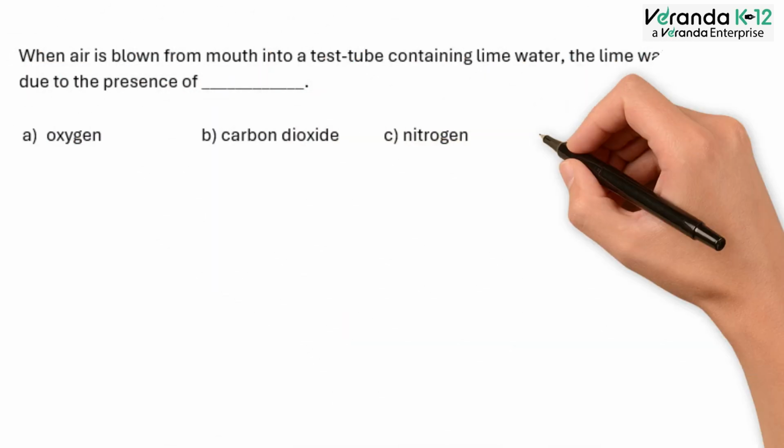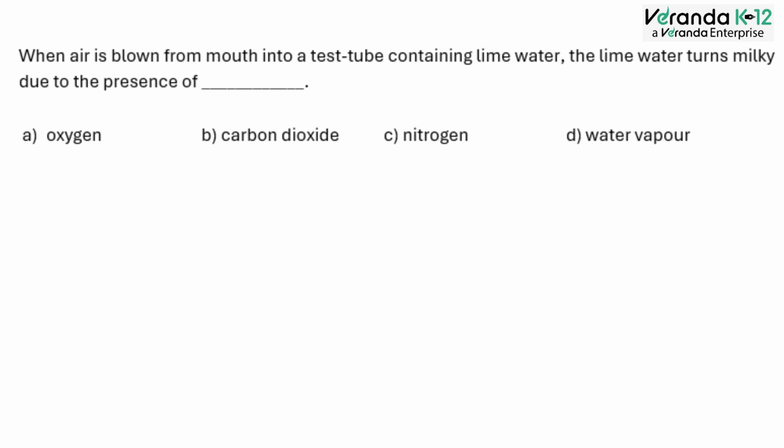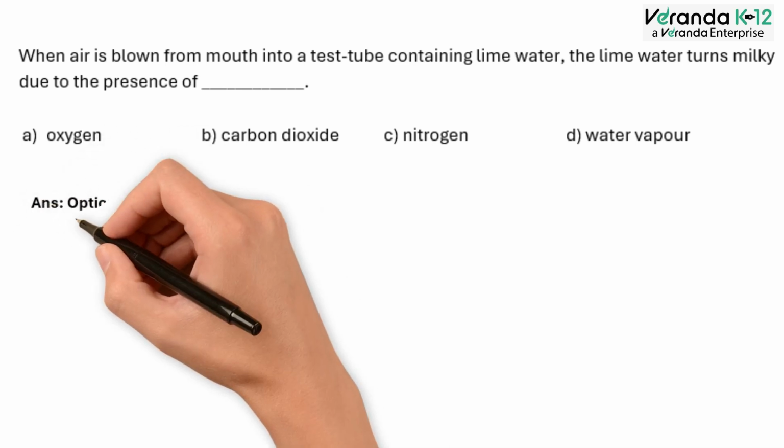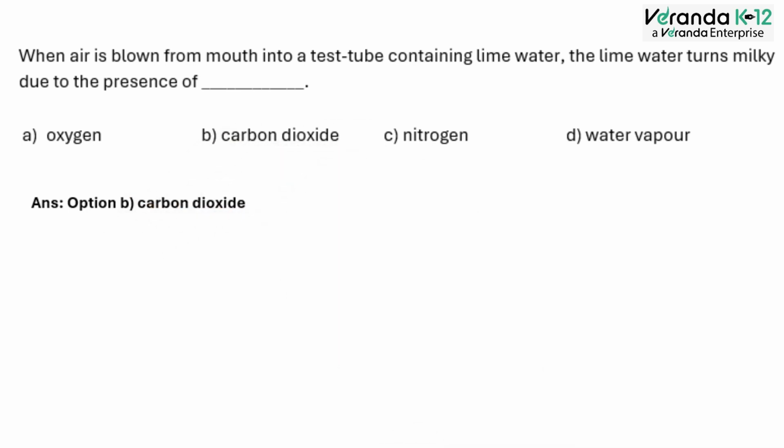Question number 3. When air is blown from the mouth into a test tube containing lime water, the lime water turns milky due to the presence of dash. Option A, oxygen. Option B, carbon dioxide. Option C, nitrogen. Option D, water vapor. The answer is option B, carbon dioxide.